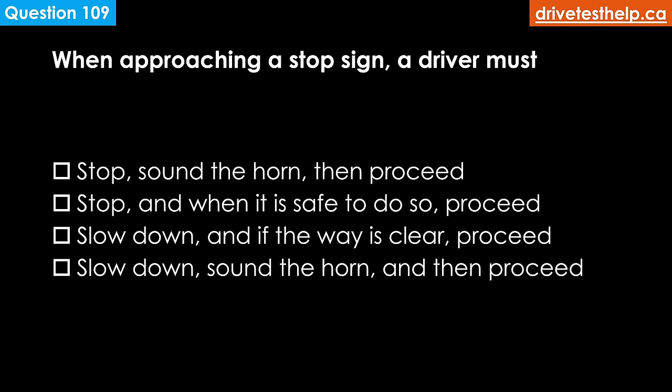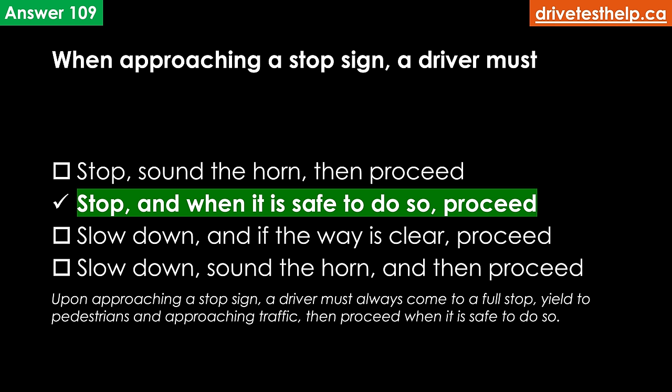Upon approaching a stop sign, a driver must stop, sound the horn, then proceed. Stop, and when it's safe to do so, proceed. Slow down, and if the way is clear, proceed. Slow down, sound the horn, and then proceed. Correct answer, stop, and when it's safe to do so, proceed. Upon approaching a stop sign, a driver must always come to a full stop, yield to pedestrians, and approach in traffic, then proceed when it is safe to do so.